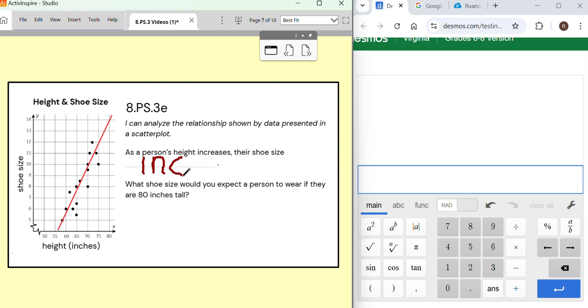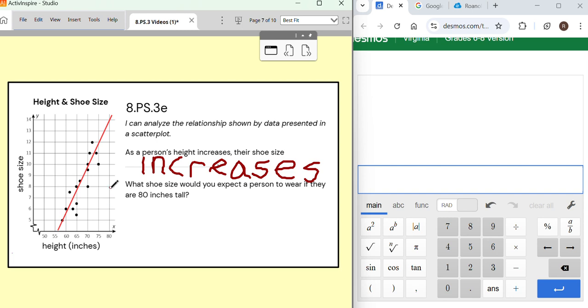So this is definitely a positive correlation because both sets of data, X and Y, are going up. Except that I think I've forgotten how to spell increase. No, I think I got it. Increases. All right. What shoe size would you expect a person to wear if they are 80 inches tall?